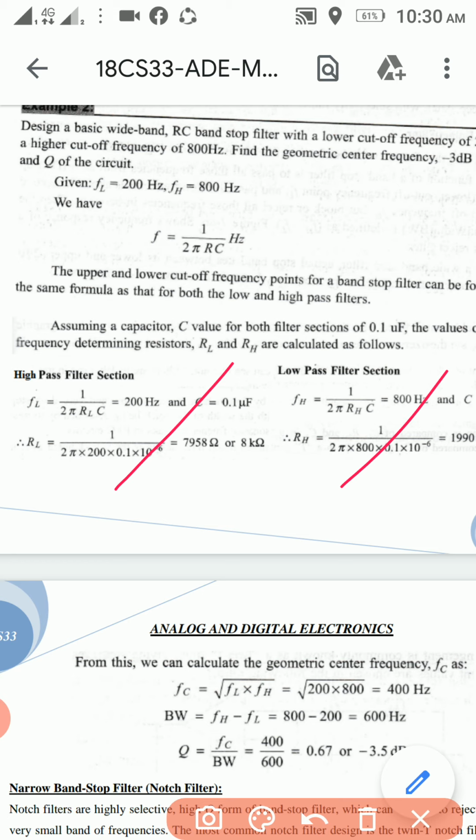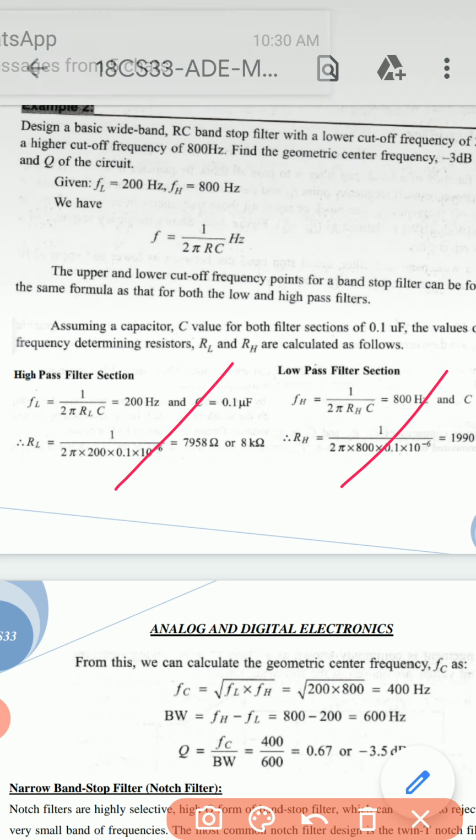Again, in that formula we don't know the C and R values. Anyhow, if you are designing anything and two unknowns are present, one of the values you have to choose, either a capacitor value or a resistance value. Depending on that value, you find the remaining value. That is what you should always remember in the designing part.